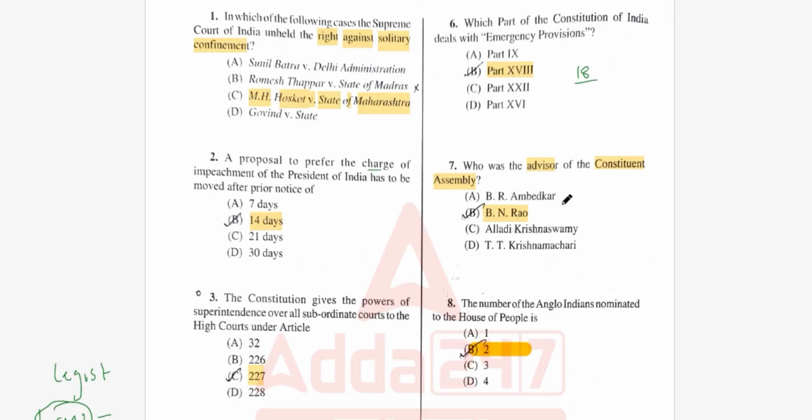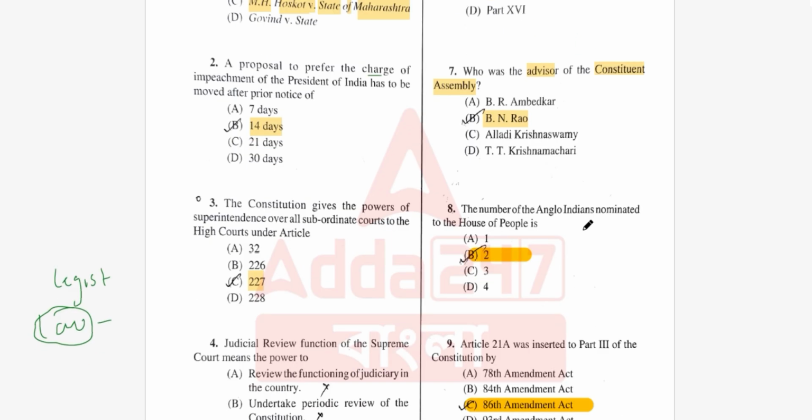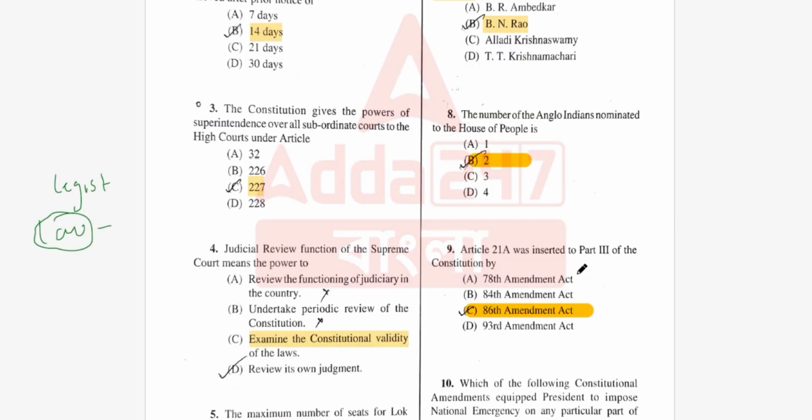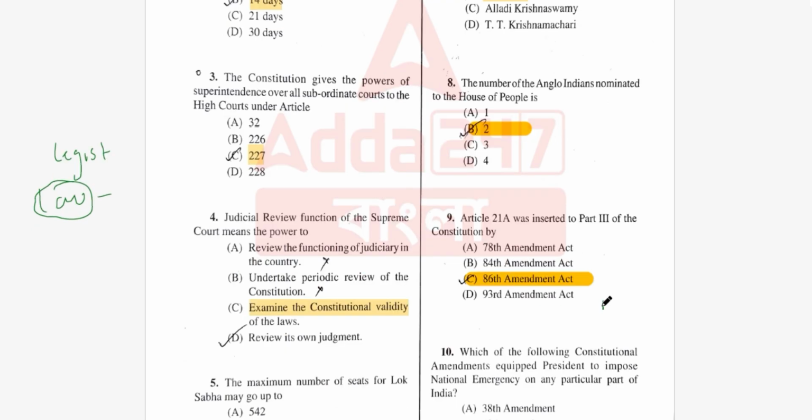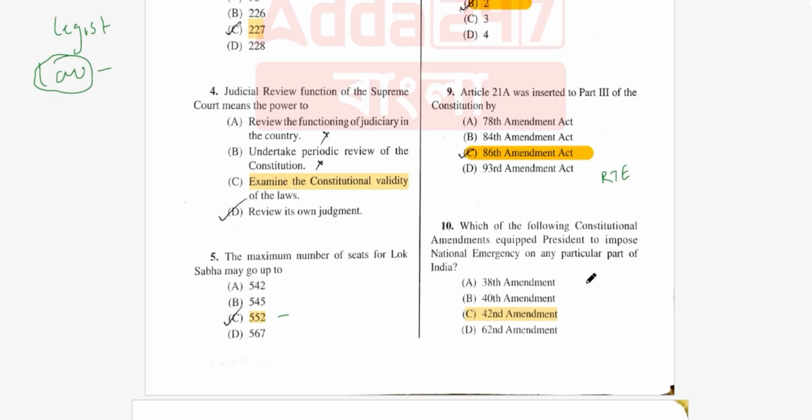Who was the advisor of the Constituent Assembly? That is B.N. Rau. Okay, option B is the right answer. Next question: the number of Anglo-Indians nominated to the House of the People, that is 2, that is option B. Article 21A was inserted into Part 3 of the Indian Constitution by the 86th Amendment. So what? That is the right to education. Okay, right to education was inserted here.